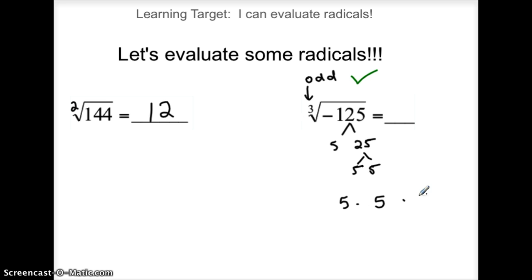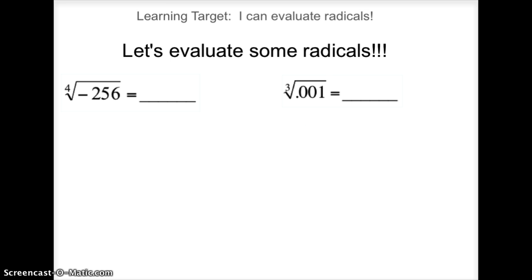But what about their sign? I need it to be a negative. This multiplies to a positive. Well, make them all negative 5s, and since you have an odd number of negatives, you will indeed multiply to negative 125, so your answer is negative 5.